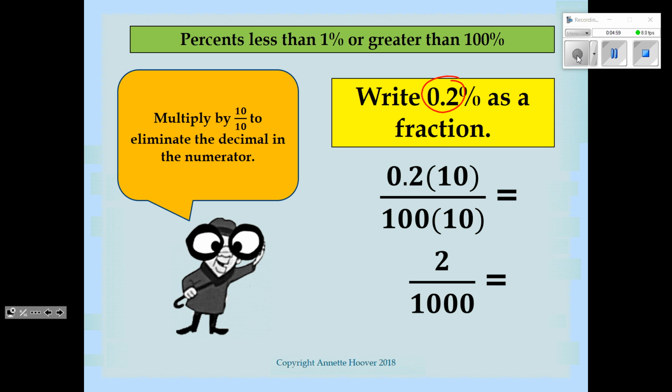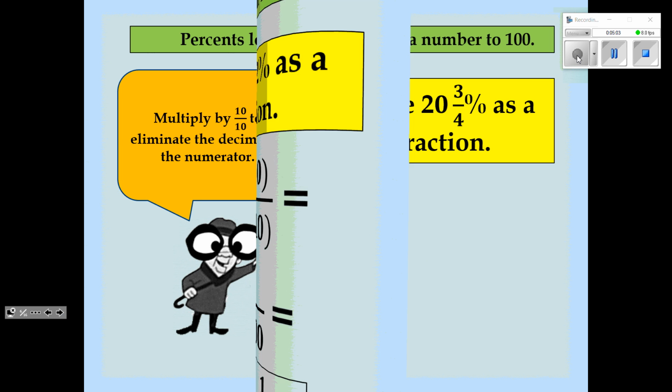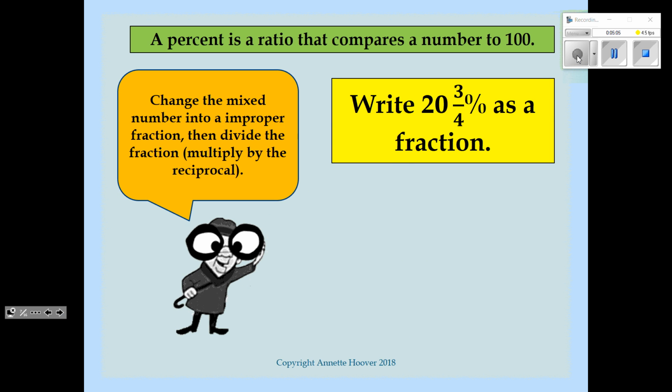Now we can simplify. Both of those are divisible by 2, and that would be 1/500. Okay, again, we have a fraction right here, so we need to convert this to a decimal. 3/4, if you don't know that mentally, take your calculator. 3 divided by 4 is 75/100. 3/4 out of a dollar. So 20 and 3/4% would be the same thing as 20 and 75/100.